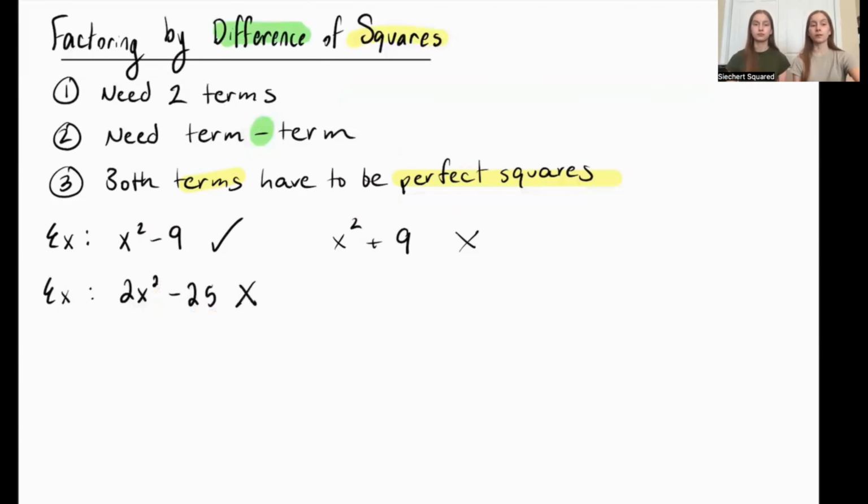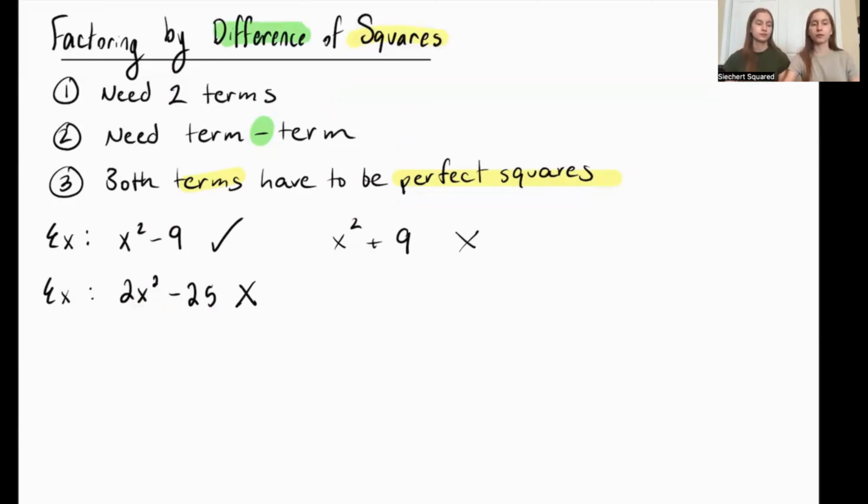So that actually means that this example is not going to work. Even if a lot of the pieces look like they work, if there's one that doesn't, like we're not subtracting, we have 3 terms instead of 2 terms, or both terms are not perfect squares, or even if one piece isn't a perfect square, that ruins everything.